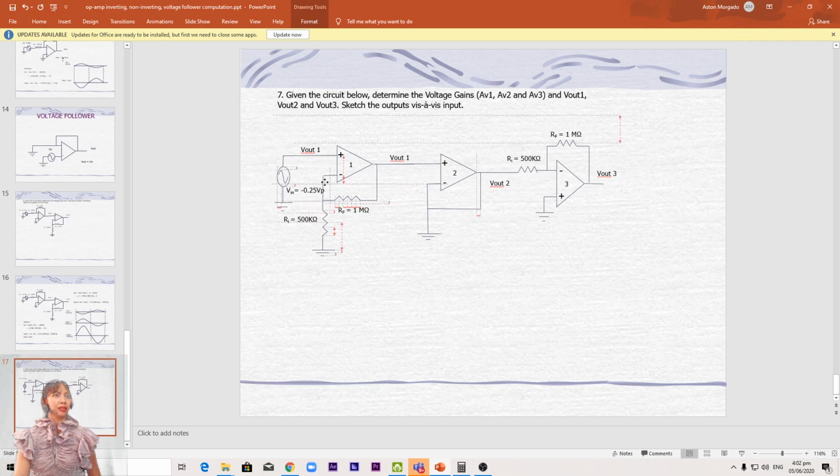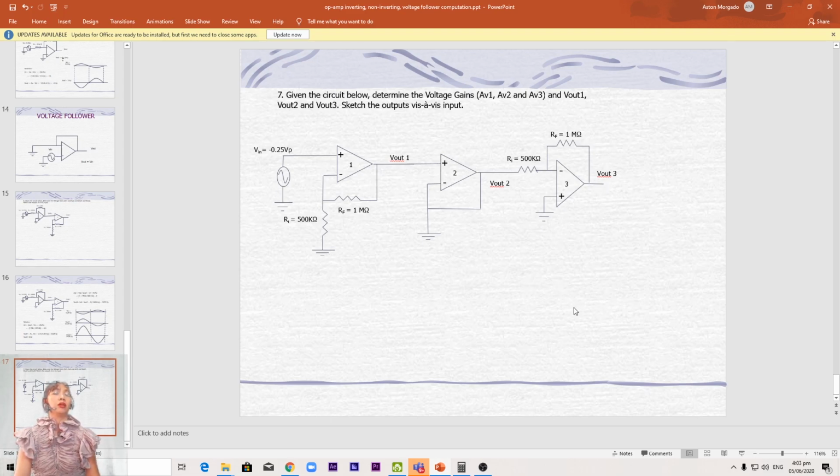Okay, so don't be confused. So again, first things first, determine what circuits op-amp number 1, op-amp number 2, and op-amp number 3 are. After that, you proceed with computation using the applicable formula, and then sketch the outputs with respect to input. So you have to sketch the input first and then the outputs.